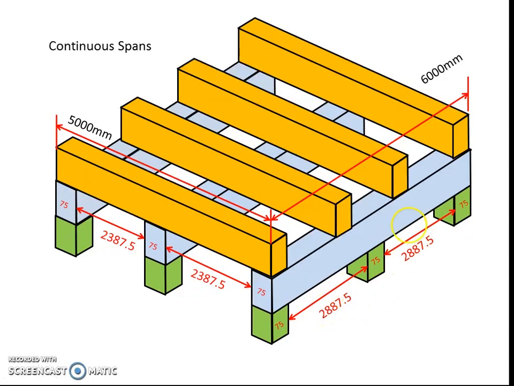And of course this is assuming that everything is evenly spaced. If this post here was slid up a little bit, I would end up with one small span and one big span. But let's just assume everything is evenly spaced, because usually it is where we can get away with it. So one of the important things to remember is whether our span is single or continuous, and there's a reason for that, because it affects the sizing of our timber.